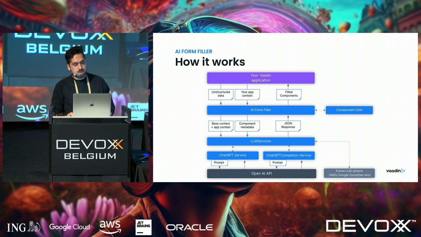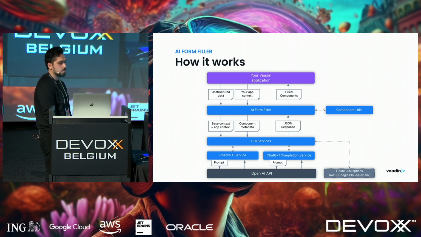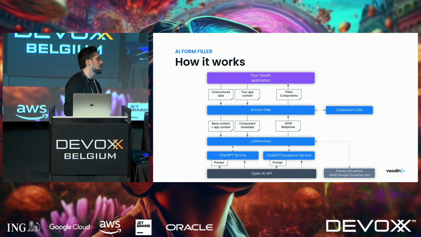And then you have your unstructured data, which you can get from many places. You can get it from speech even, from invoices, from just a text box or an email. And then you have your application context, which is mainly the components you have in the form. And then the AI formula will fetch and generate more information about that. Mainly, it will generate the AI ID for the components. It will generate the types for the components. So, for example, a date picker has a different type than a number field. And you need to provide some information to the AI to be able to fill it properly.